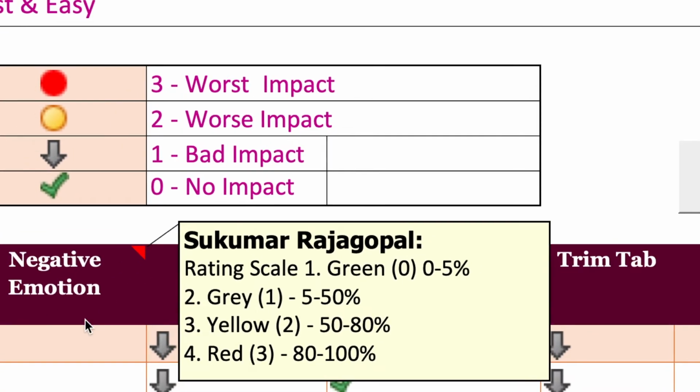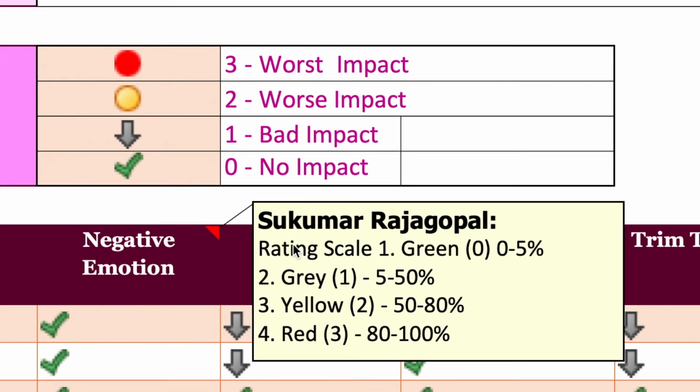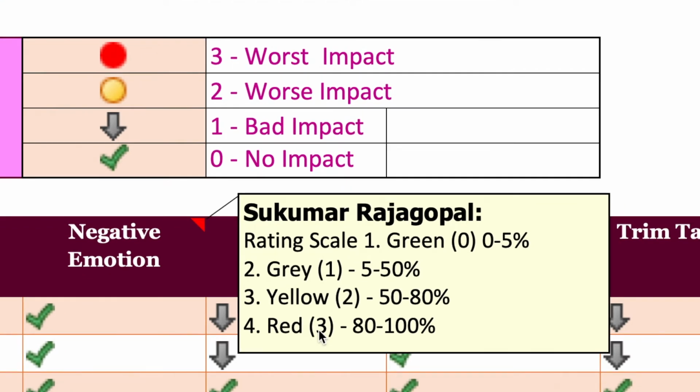Now how do we decide this on this rating scale, right? 0, 1, 2, 3. Our recommendation is that if the negative experience on any of these 3 swim lanes is less than 5% of the occurrences, so let's say there are 100 occurrences and less than 5% have negative experiences, then I would give it a green. If it is between 5 and 50%, I would give it a gray. If it is between 50 to 80%, I will grade it as yellow. And if I get 80 to 100%, I will give it a red.